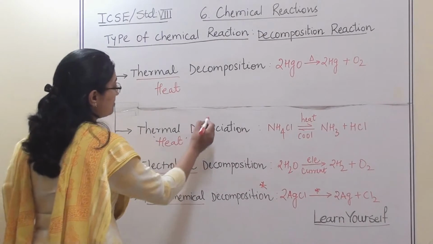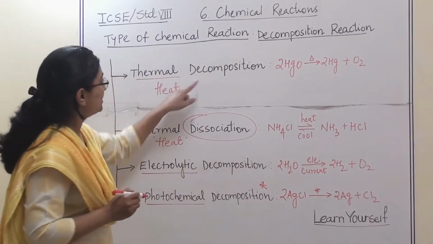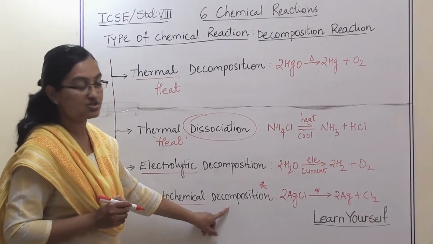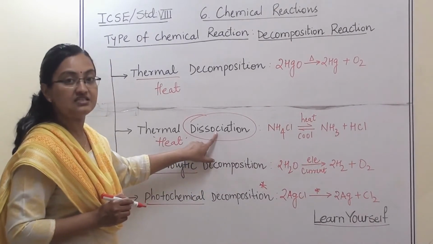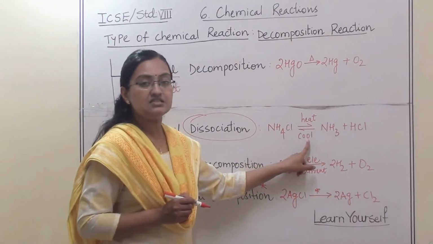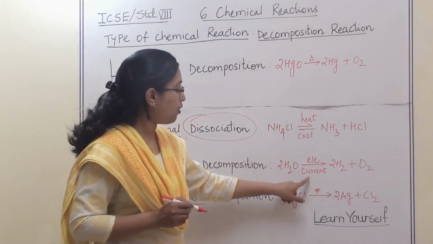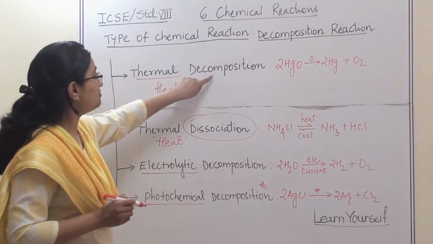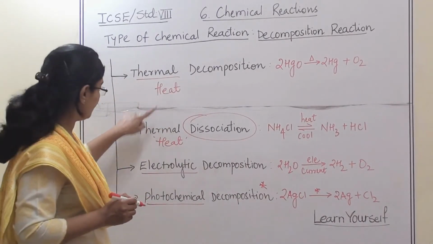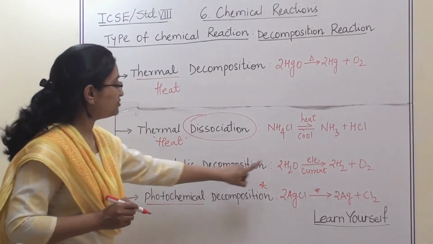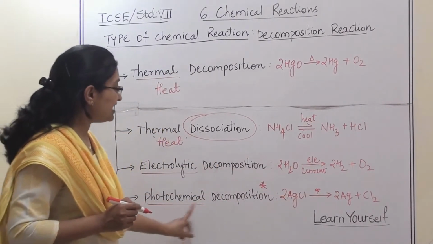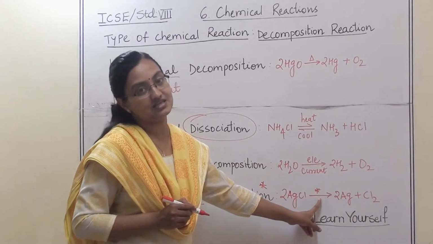Only this one has the name dissociation. The rest are all decomposition. Since this is dissociation, it is a reversible reaction. The rest are all non-reversible reactions. In thermal decomposition we use heat, in electrolytic decomposition we use electric current, and in photochemical decomposition we use sunlight.